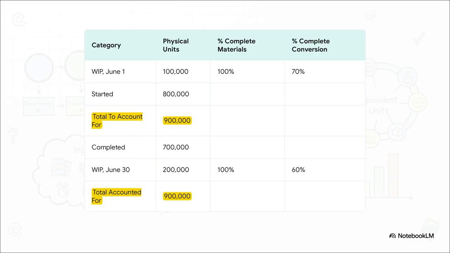Now here's a critical detail. Look at the percentages of completion for that ending inventory. The materials are 100% complete, meaning all the waffle mix has been added, but the conversion costs, that's the labor and overhead for mixing, are only 60% complete. This distinction is vital, as we're about to see.